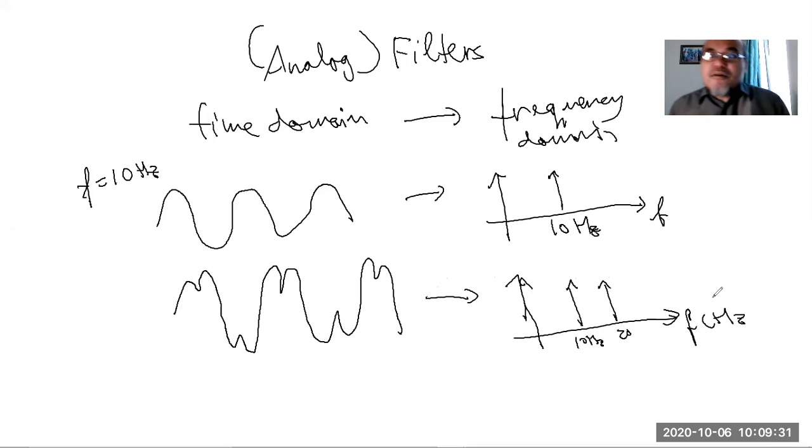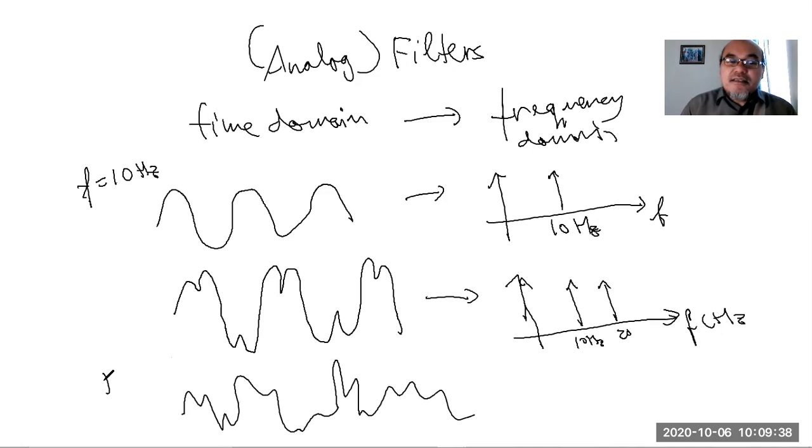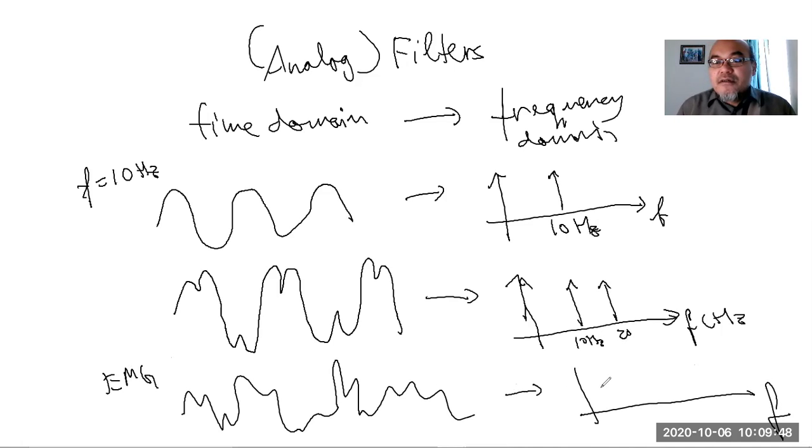But in a more complex signal, for example, that the signal is more random, let's say EMG signal or ECG, then in the frequency domain, you will have a more continuous signal. So, what the meaning is when we want to do filtering is that we filter part of that frequency.